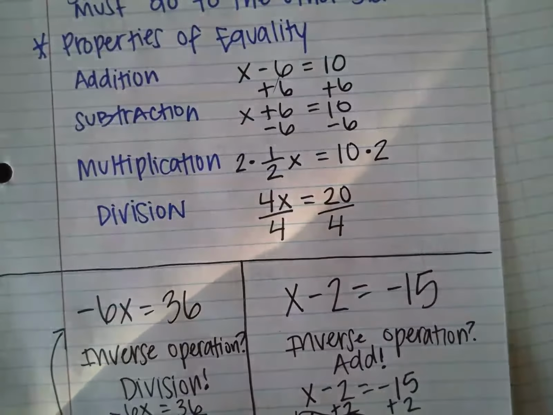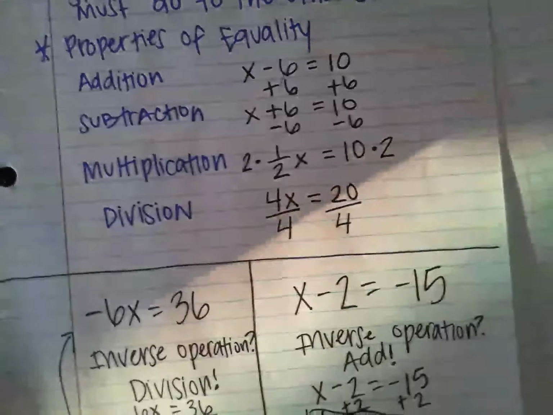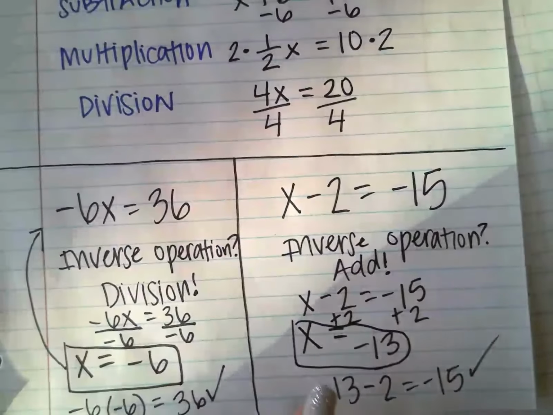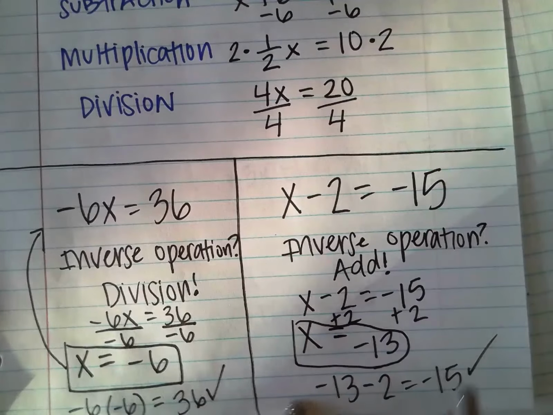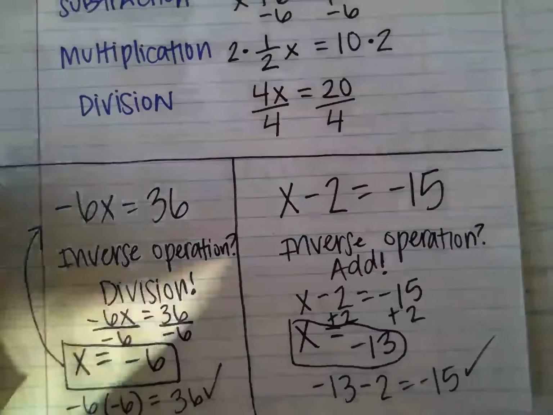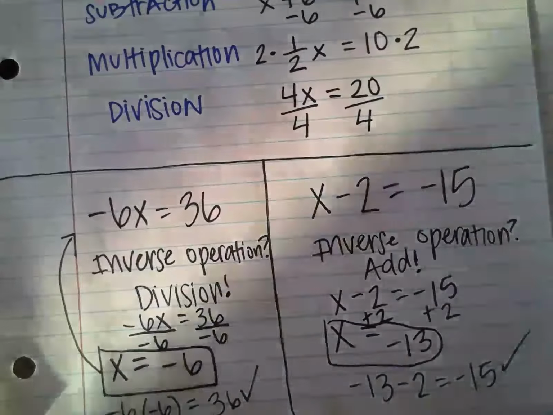Hi guys, I'm not sure if I got cut off in the last video, but if I did, I was just showing that if we go back and plug in negative 13 to the equation, negative 13 minus 2 equals negative 15. Okay, so in this video, we're going to take it one step further.